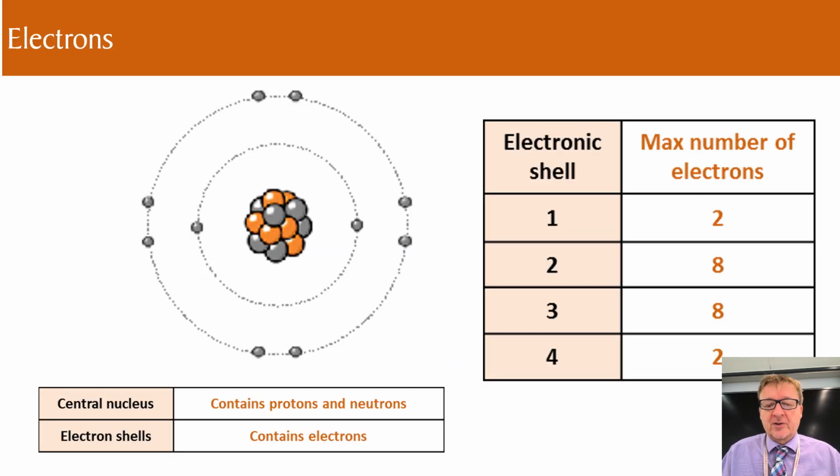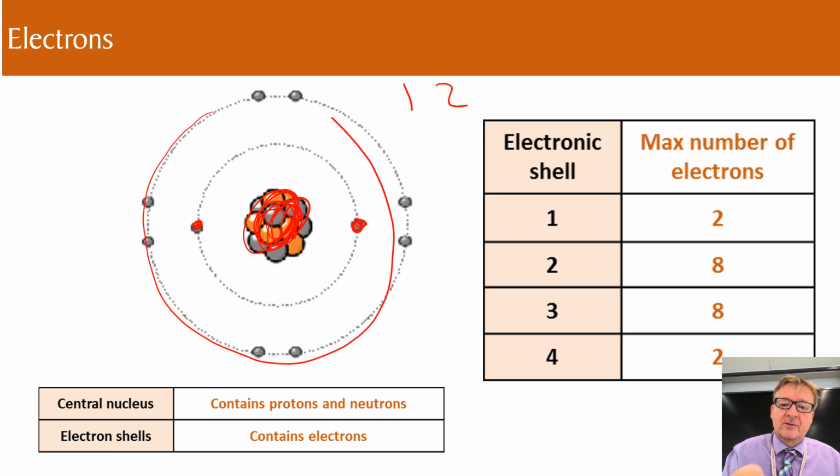Electrons. Now, electrons are found in shells. You've got the nucleus in the middle, which is your protons and the neutrons. Around the outside, you've got the electrons in shells. The way this works is the very first shell only ever contains 2. So if you've got 7 electrons, electron number 1 goes in, electron number 2 goes in, and then that shell is full. Then you draw another shell.